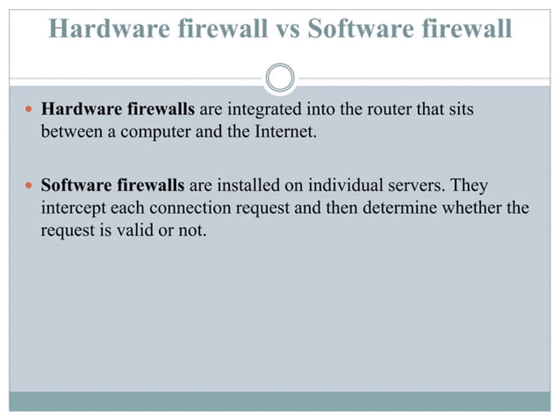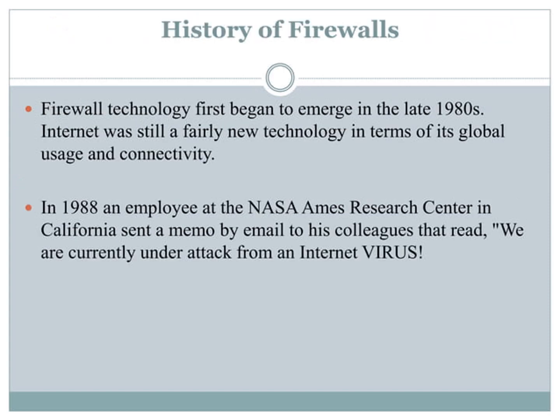Next, going on to the next slide, that is the history of firewalls. First, we want to know what is meant by history. In the history of firewalls, firewall technology first began to emerge in the 1980s. The internet was still a fairly new technology in terms of its global usage and connectivity. In 1988, an employee at the NASA Ames Research Center in California sent a memo by email to his colleagues that read, "We are currently under attack from an internet virus."